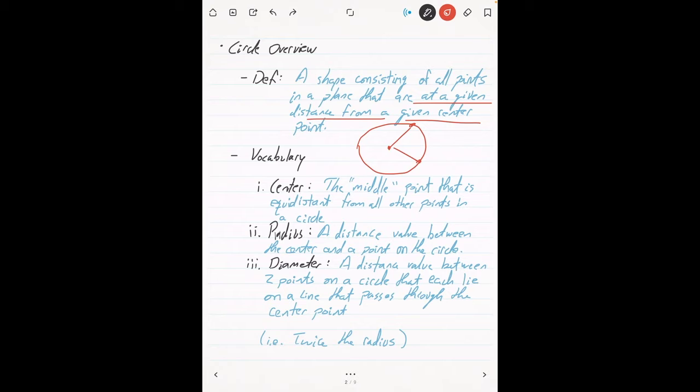Now the diameter, that's where it gets a little trickier. The diameter is a distance value, but it's the value of the distance between 2 points on the circle that each lie on a line that passes through the center point. In short, the diameter and radius are related because the diameter d is twice the size of the radius. So it's 2 times the radius. Let's take a look at a diagram and see if we can put all these vocab terms to some pictures.